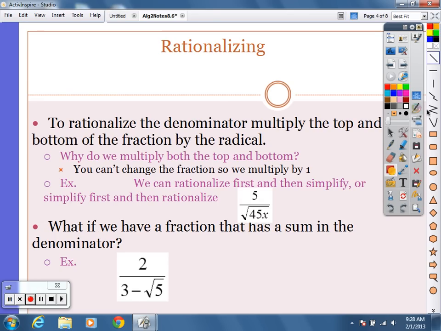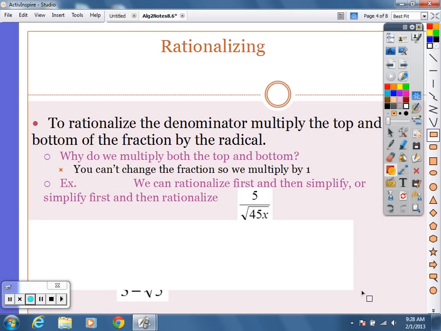You can simplify first, then rationalize. Or you can, what did I say first?